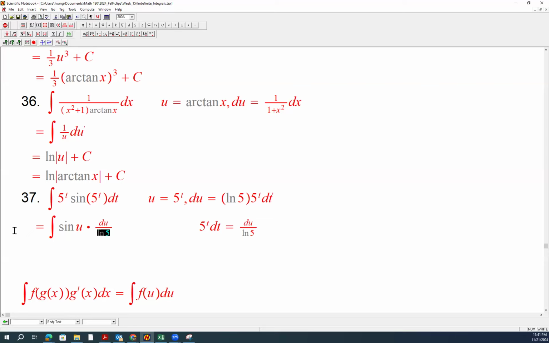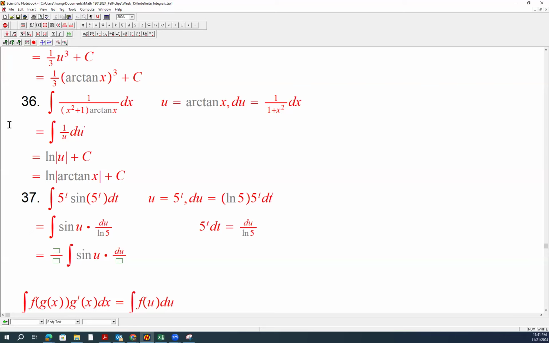ln 5 is a constant. So don't try to make this a decimal number. You don't need to grab that calculator, okay? Just leave it as 1 over ln 5. And this is du, right? And then you're going to find your antiderivative. So you got a 1 over ln 5. It is just a constant, okay? The antiderivative of sine u is negative cosine u plus a constant.